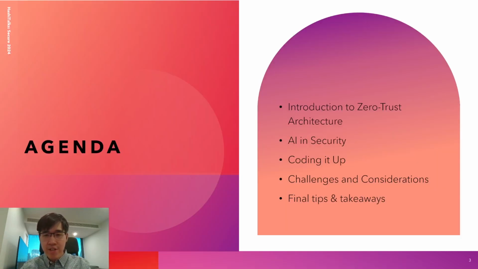So what's the agenda looking like for today? Well, we're going to firstly talk about an introduction to zero trust architecture, kind of a refresher for those who are not so familiar with what it is and what it's comprised of. After that, we're going to take a look into AI and security. We're then going to look into how we can code it up, how we can implement it within our own use cases, and also see how we can adapt it towards our own use cases. We're going to look at the challenges and considerations we need to think about towards the future in utilizing these kinds of technologies. And finally, I'm just going to walk through some final tips and takeaways from this talk.